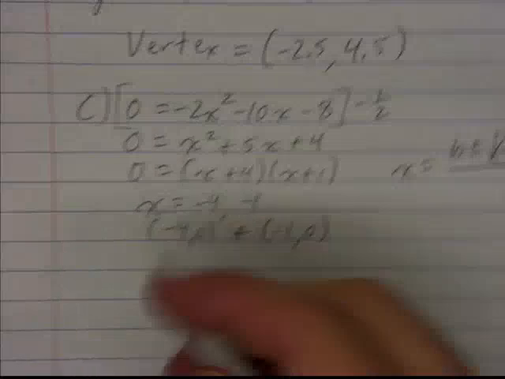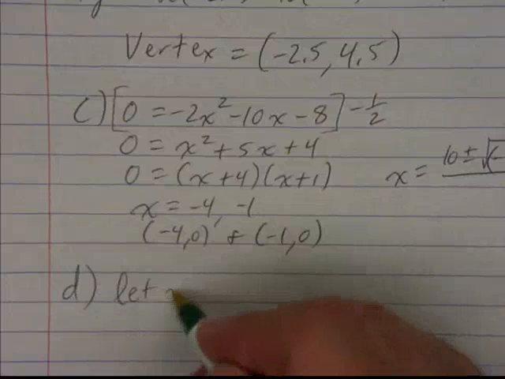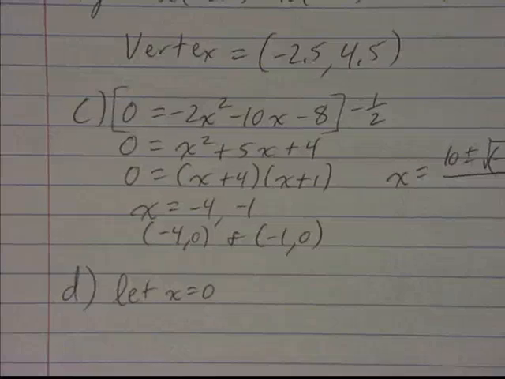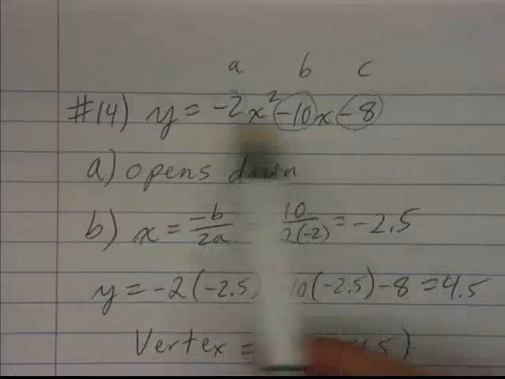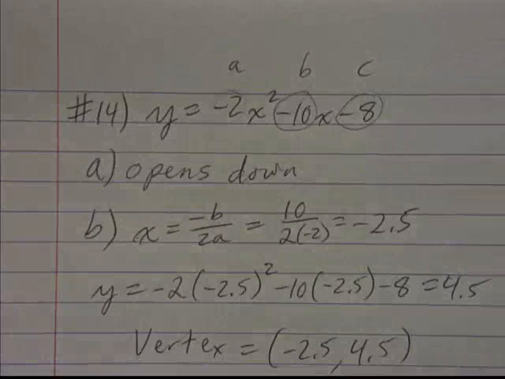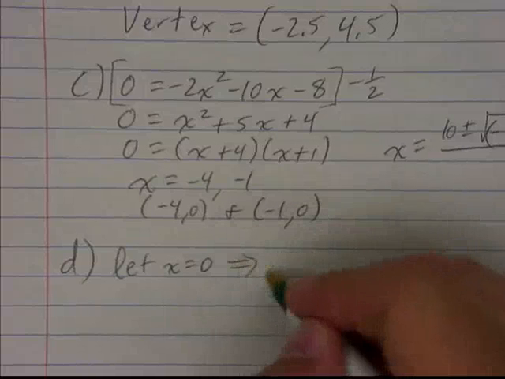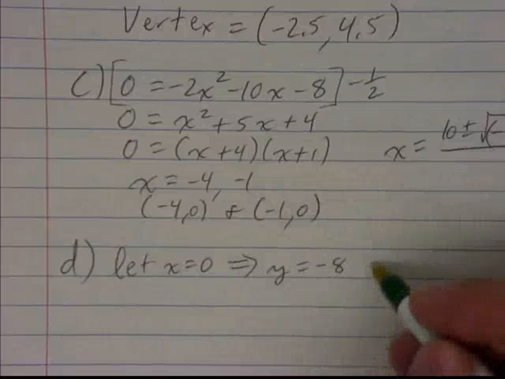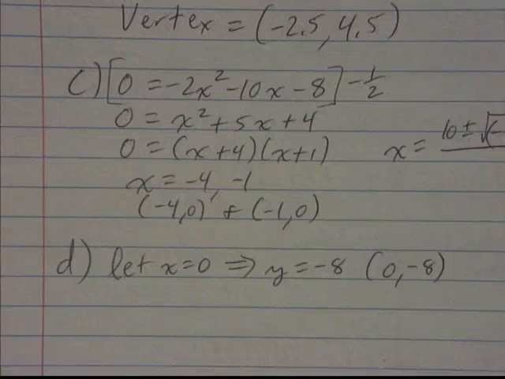To find your part D, your y-intercept, you let x equal 0. If you let x equal 0 in your original equation, notice that term's gone, and you get y equals negative 8. So your y-intercept is 0, negative 8.